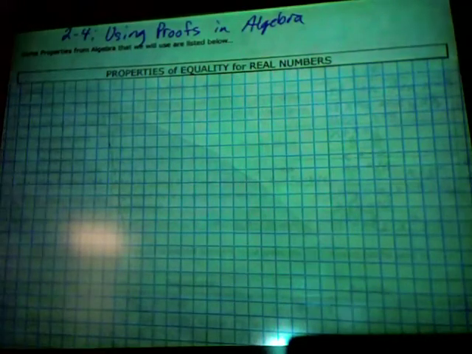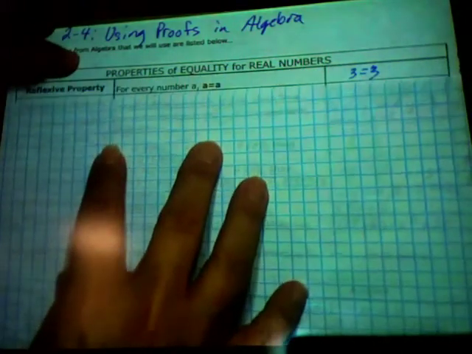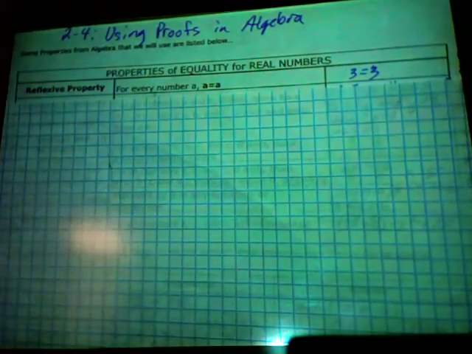Alright, so today we're going to go over the basics of writing proofs. Before we can do that, we're going to have to talk about some properties. These are properties that you had in algebra last year, or you should have had in algebra last year.